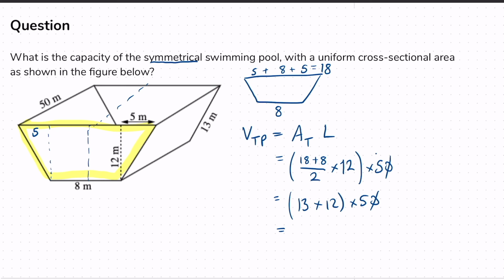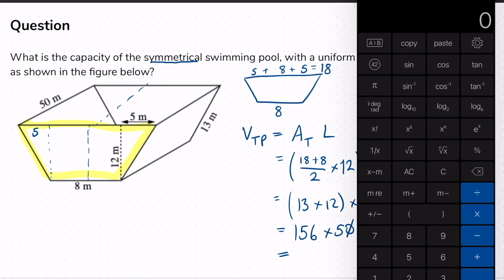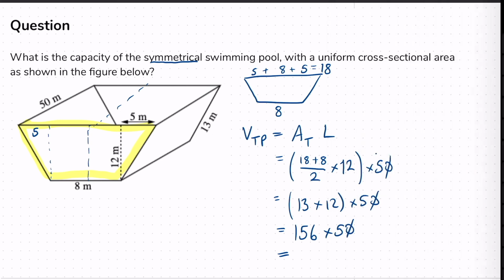13 times 12 is 156, times 50. I'm going to get my calculator out here just to make sure. 156 times 50 is 7,800. And we're going to give this some units. What are our units? We're looking at meters. Meters cubed. That is the capacity of our symmetrical swimming pool.